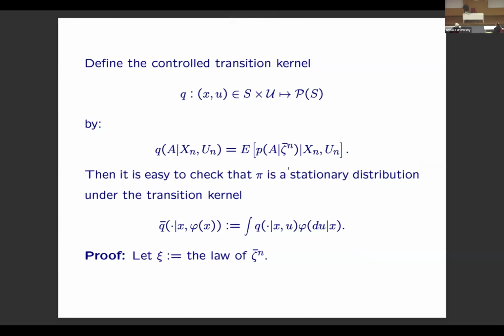Now I define a controlled transition kernel Q, which maps (x, u) to the next state. So this is like a Markov chain kernel, where Q given xn, un is a conditional expectation of a conditional probability. I take the conditional probability given the entire past, and then take another conditional expectation given just the current state and current control. Because of the way it is defined, this function is a legitimate transition probability function for a Markov chain. It maps state and control to the next state with some probability. Okay.